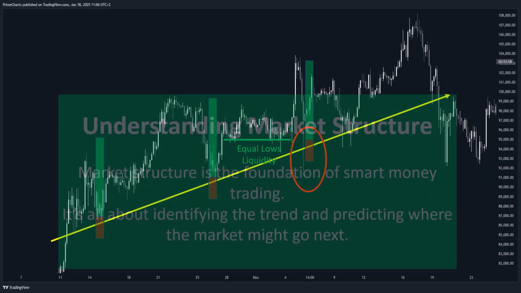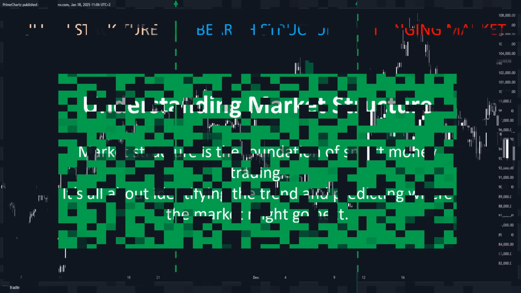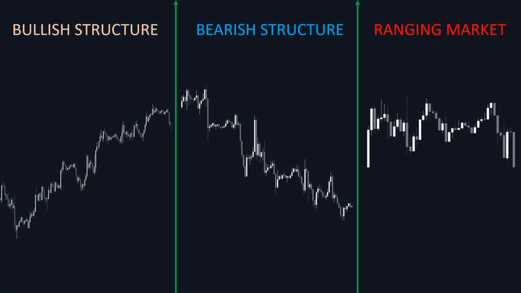Our next topic is understanding market structure. Market structure is the foundation of smart money trading. It's all about identifying the trend and predicting where the market might go next. Here's a simple breakdown with examples.